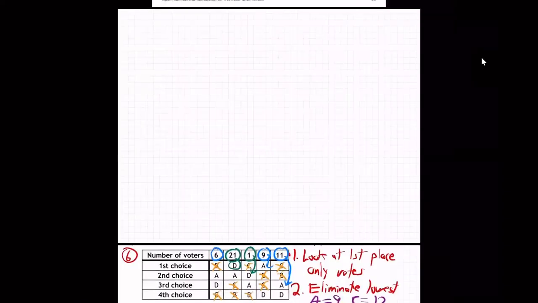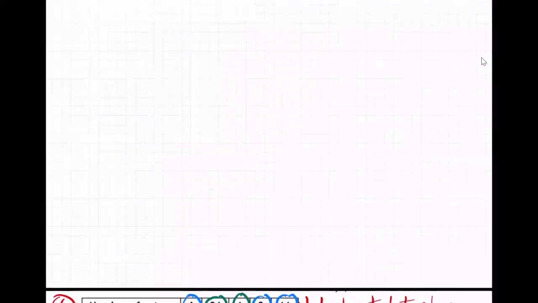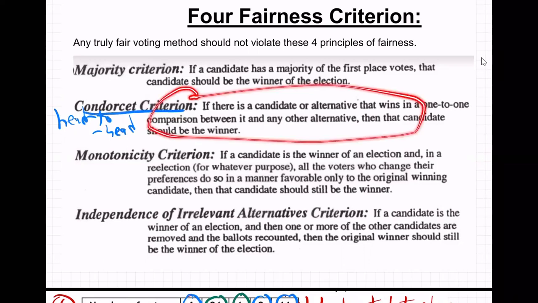Grab the notes here, and I think it's this one. Yeah. So you have the notes. So the answer is going to be this Condorcet or head-to-head criterion. I'll just write it here. It's the same thing as head-to-head. I'll show why in a second, but let me just lay it out right now. It says basically if anybody wins all the head-to-heads, they should be the winner.